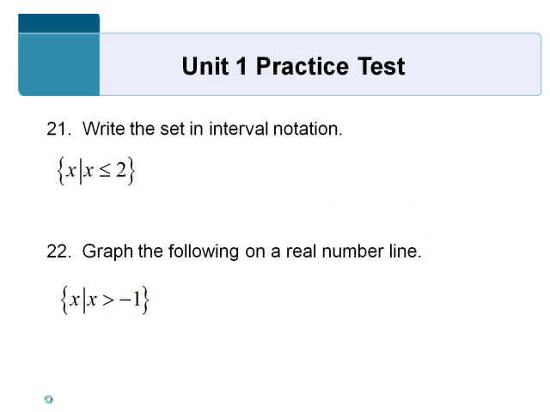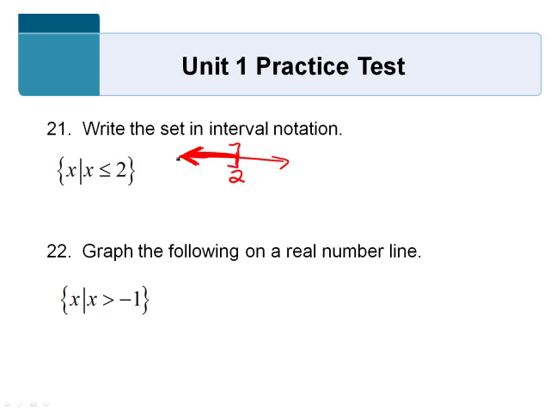All right, number 21. Write the set in interval notation. I don't know about you, but I like to see it on a graph first. I think that's easier to see what the interval is. So less than or equal to 2. Here is 2. Less than or equal to goes to the left forever and ever. And because of the less than or equal to sign, it's going to have a bracket at 2.